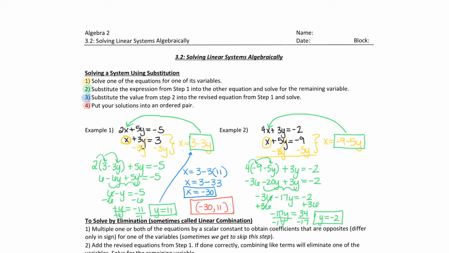My next step is to plug this y back into my revised equation from step 1 and solve for x. So I have x equals negative 9 minus 5 times y, which is negative 2. So x equals negative 9 plus 10, and therefore x is equal to 1. Now I need to write my solution as an ordered pair, giving me (1, negative 2).